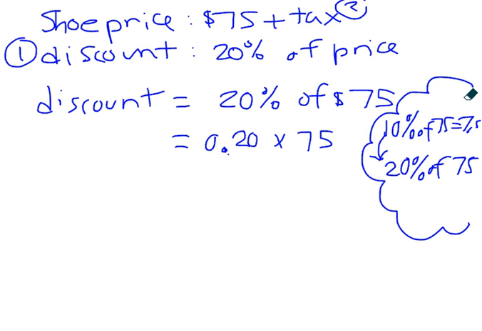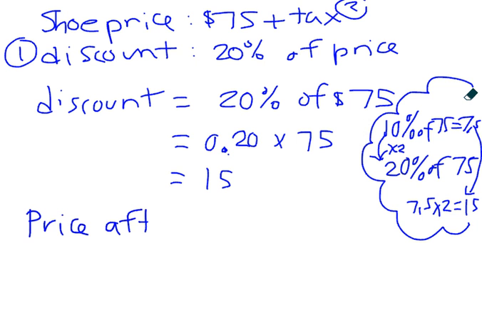Now, if you know 10% of 75 is 7.5, how do you do 20%? Well, 20% is double. It's times 2. So we're going to do 7.5 times 2. 7.5 times 2, that's 15. So you're able to calculate 20% of 75, that's equal to $15. So what is the price after your discount?